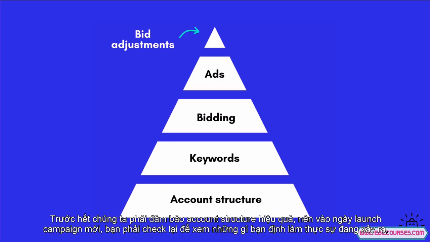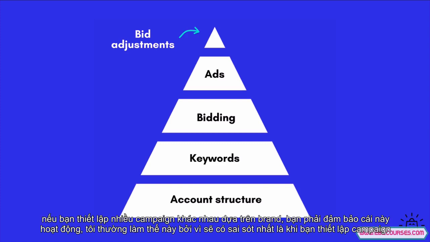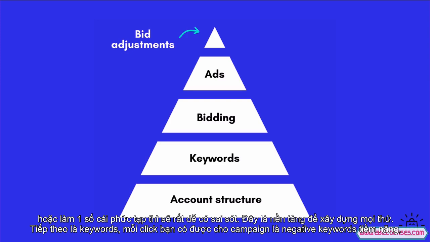So at first, you want to make sure that your account structure works. So in the days following a launch of a new campaign, you have to double check to see if what you intended to do is actually happening. So if you set up different campaigns based on brand, you want to make sure that this is working. I often do this because mistakes can slip through, and especially if you're setting up a lot of campaigns or are doing complex things, it's easy for a mistake to slip in. This is really the foundation on which everything else is built. So this needs to be 100%.